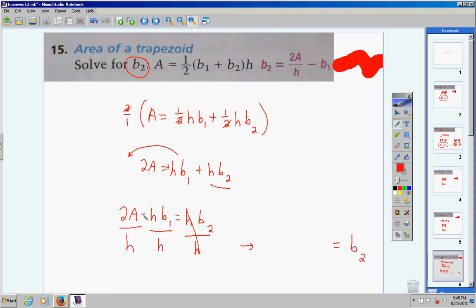Now look at this term. You have a negative. If this was a negative here, a negative over a negative would make the whole fraction positive. Always watch your signs. But we have a negative divided by a positive. That makes the whole fraction negative. Your h's cancel, leaving you with b subscript 1. Over here, nothing cancels out. So we have 2a over h. And that is, thankfully, the identical answer up here.